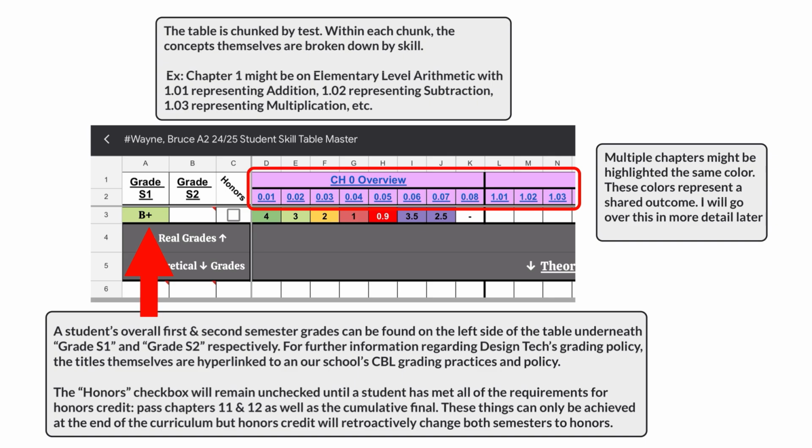The next thing is the honors checkbox. It'll remain unchecked until the student has met all of the requirements for honors credit. That would mean passing chapters 11 and 12, as well as the cumulative final. These things can only really be achieved at the end of the curriculum, but honors credit will retroactively change both semesters to honors. So students cannot earn honors during the first semester of Algebra 2. They can only earn it at the end of second semester's material. But once they complete that, it'll change first semester and second semester to be honors. They'll get the GPA boost from an honors Algebra 2 course, and it'll change their first semester's grades.